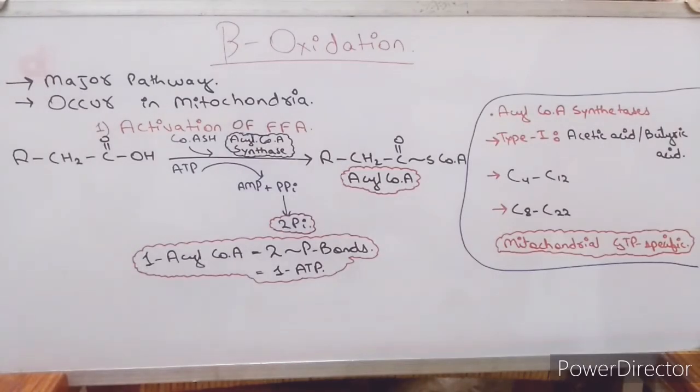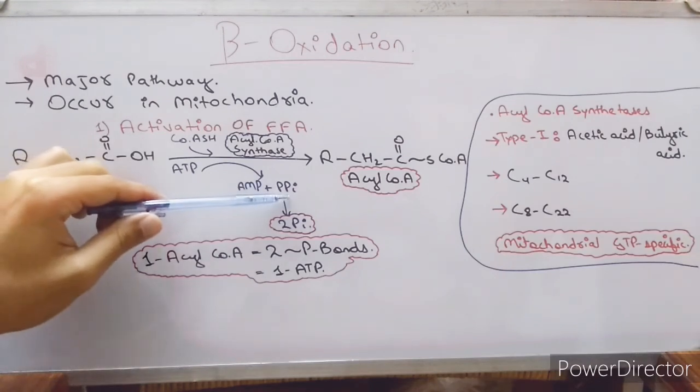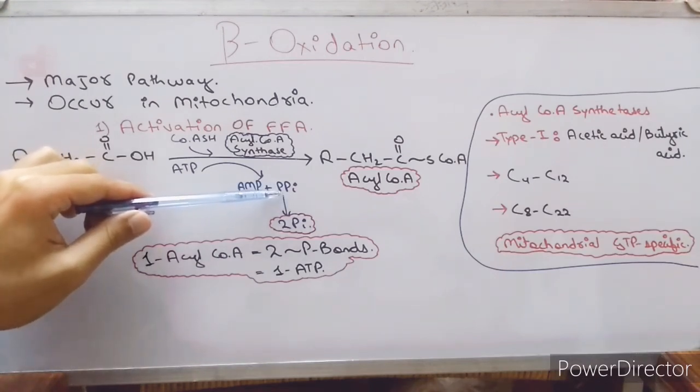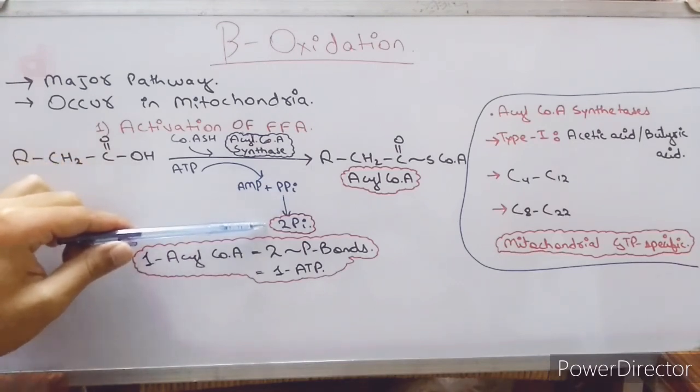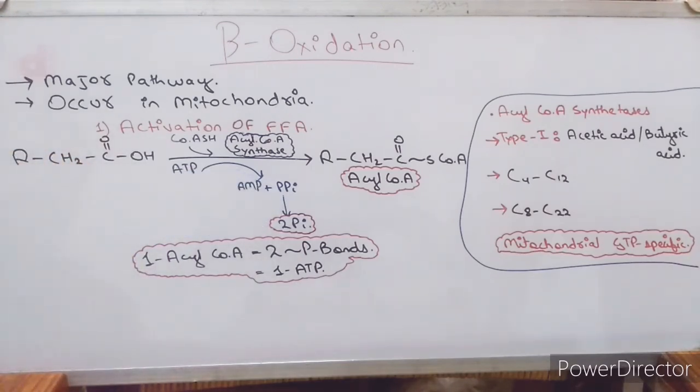So now, beta oxidation is a major pathway by which fatty acids are degraded in the body, and it occurs in the mitochondria. The first step of beta oxidation is the activation of the fatty acid. It gets converted to acyl coenzyme A by the addition of coenzyme A, and this reaction involves the hydrolysis of ATP to AMP and inorganic pyrophosphate. This inorganic pyrophosphate is then further hydrolyzed into two individual phosphates by inorganic pyrophosphatase.